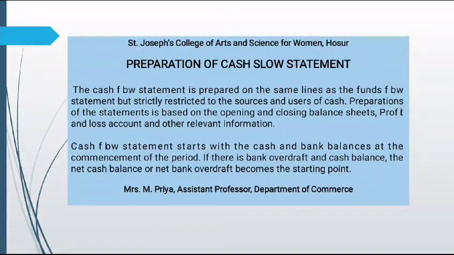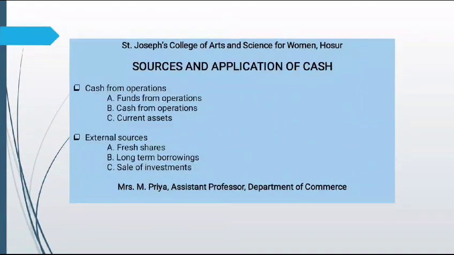The adjustments for working capital changes: the cash operating profit is to be further adjusted for the working capital changes, that is, the changes in current assets and current liabilities.